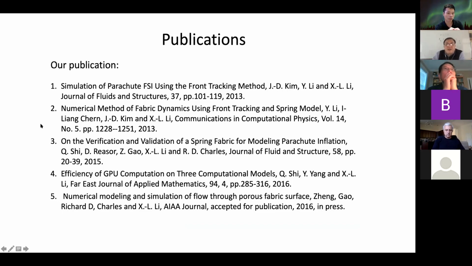And this is the one we published in Communications in Computational Physics, with Yinan Chen. I visited Taiwan that year during my sabbatical, and so we worked to collaborate together and published this paper. And this is a paper on the validation of the spring mass model.